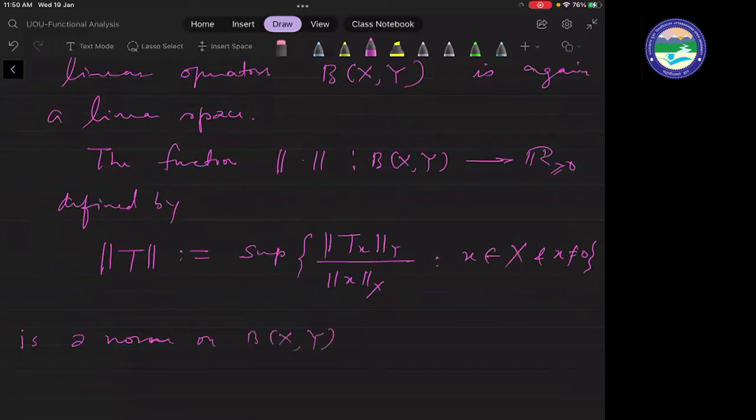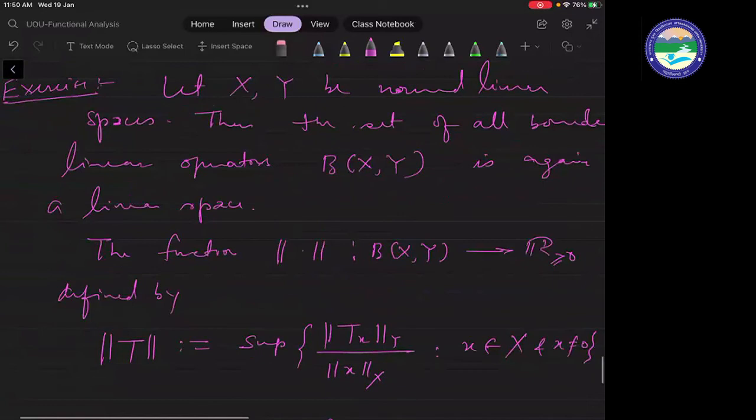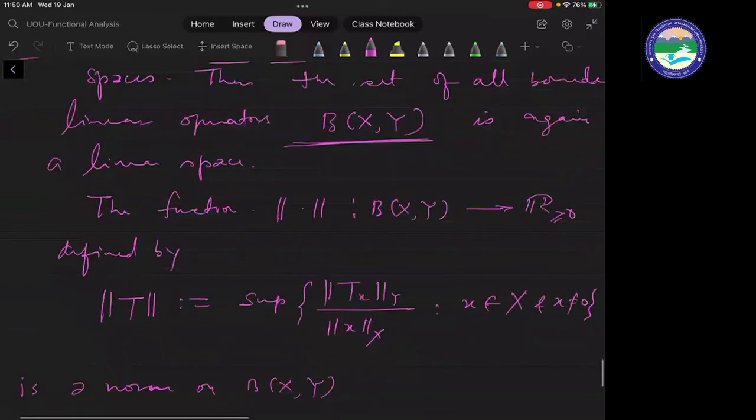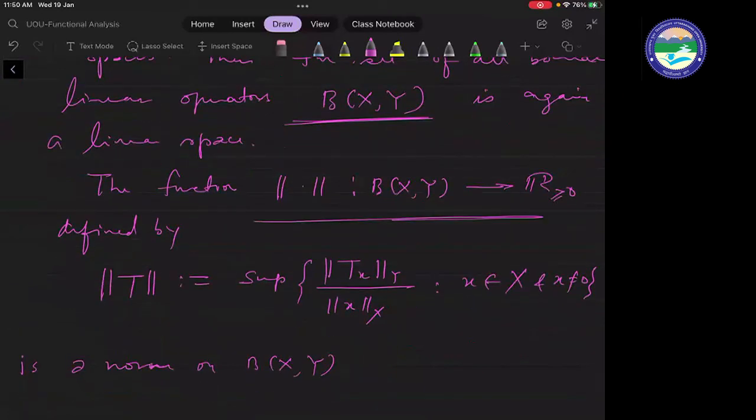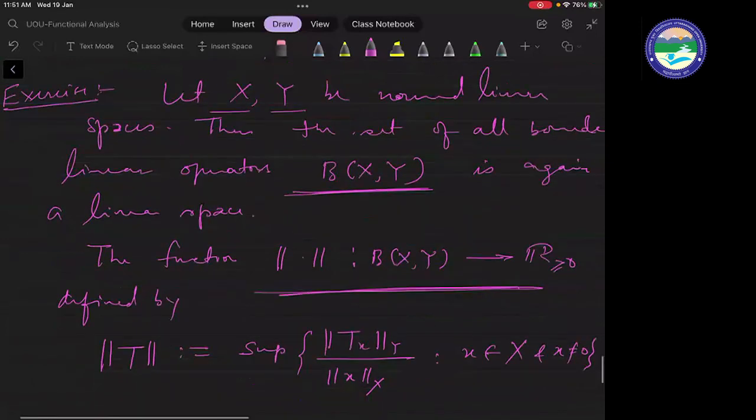So this means from X and Y, you have found one more normed linear space, that is B(X,Y). This B(X,Y) is itself a linear space, and this function is a norm on B(X,Y). So, आपने क्या किया? अगर आपको याद हो, linear algebra में आपके पास दो vector space होते थे, उन vector space की मदद से आप एक और vector space बनाते थे. तो यहाँ पर आपके पास दो normed space थे, उनकी मदद से एक नया normed space आपने बनाया. ठीक है?